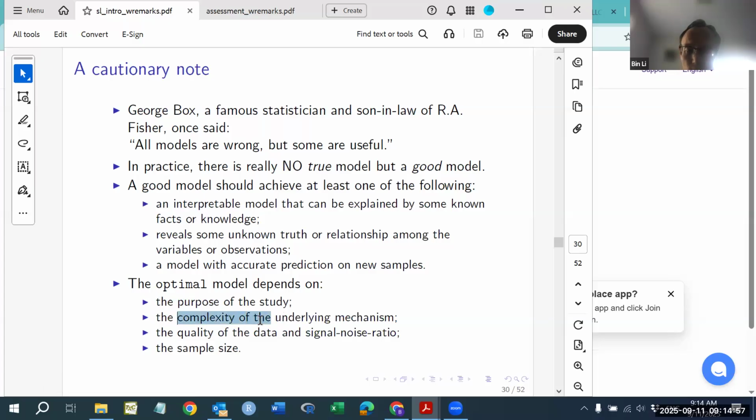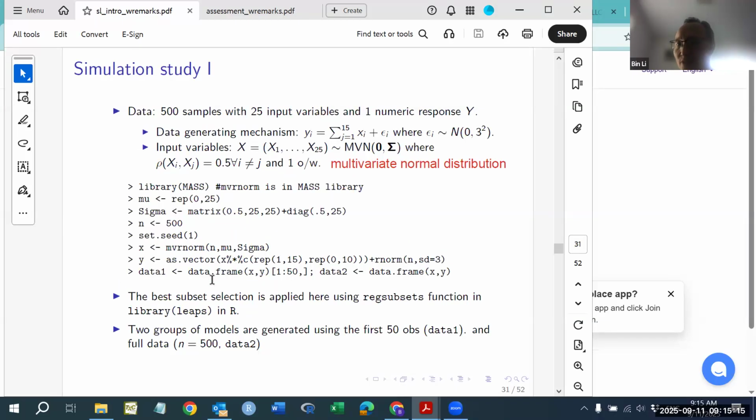Also, the optimal model depends on the complexity of the underlying mechanisms, and also the quality of the data and the sample size. I will cover that through these two simulations. Why do we need to do simulations? Because in simulations, we know what the truth is, because we designed the experiment.